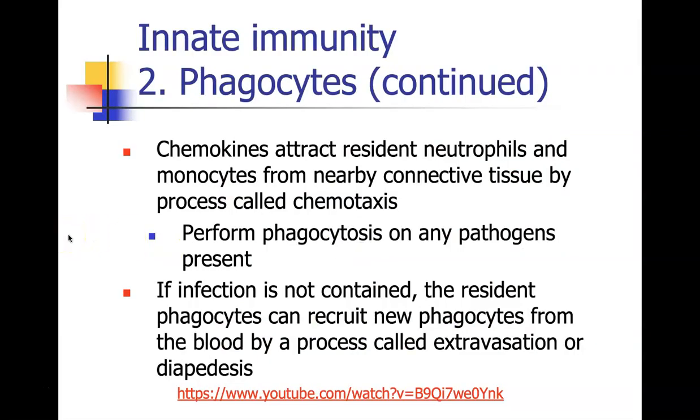So those chemokines, those chemicals put out by the damaged cells, are going to attract the neutrophils and monocytes from nearby tissues. And if the infection is not contained, if they can't clear it within that area, the resident phagocytes can recruit new phagocytes from the blood. And that process is called extravasation or diapedesis.